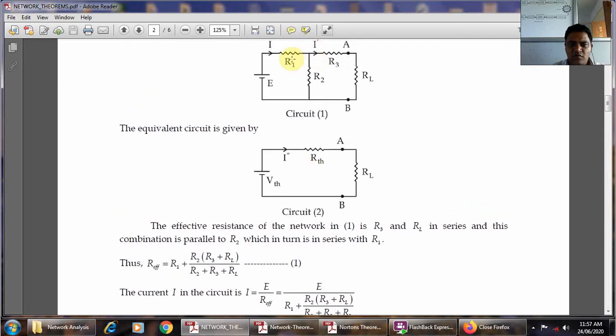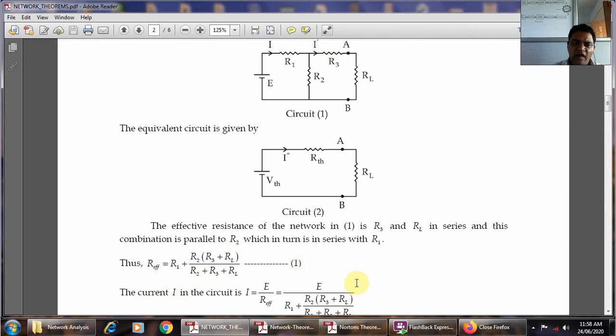Through R1, the current flows from the total source voltage. From this source voltage the current I1 flows through the circuit, and here the current is divided. R2 and the series combination of R3 and RL are connected in parallel. That's why the effective resistance is equal to R1 plus R2 into R3 plus RL upon R2 plus R3 plus RL. This is equation number 1.